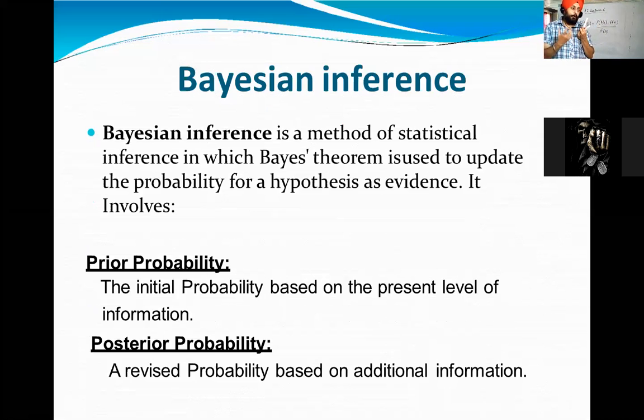So Bayesian inference: what we infer, what we reason out from the Bayesian theorem. It is a method of statistical inference in which Bayes theorem is used to update the probability of a hypothesis as evidence is acquired. The hypothesis is a statement that is given. Suppose I give you the statement that the village people are more educated or less educated. It is a hypothesis. It is not proof. Now you have to do the statistics. You have to go to the village, not one village, many villages. Then you have to acquire the knowledge.